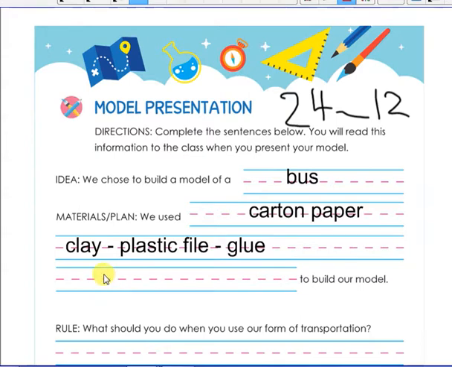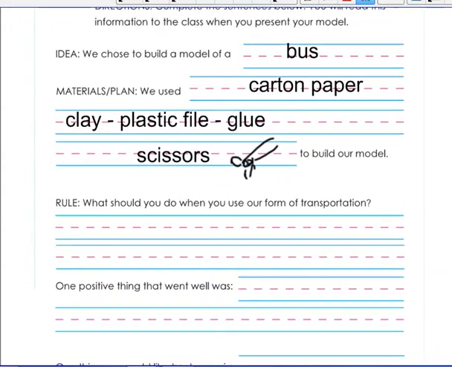We use what to cut the carton paper? We use scissors, right? Okay, we use scissors to cut the paper. This is called scissors. We cut the paper with these scissors. So we use carton paper, clay, plastic foil, glue and scissors.